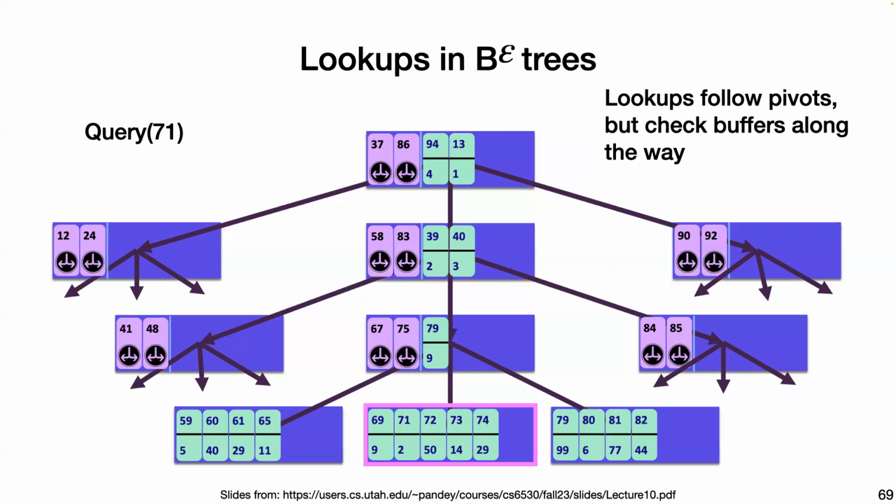So this is the height of the tree, and this is amortized how many writes it takes you to move down the tree at each level. And when you multiply these two, that is how you get the write complexity, which is log base B to the epsilon over B to the epsilon.